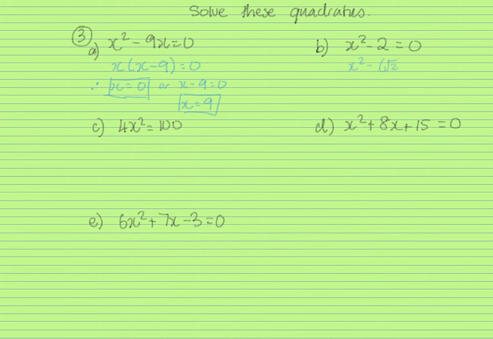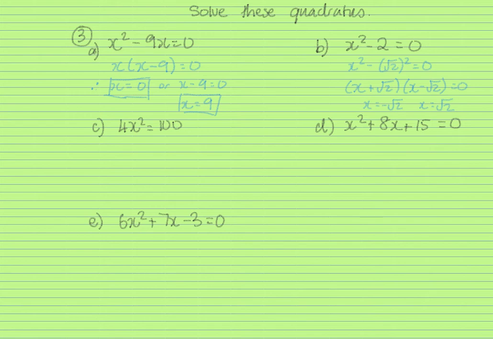The next one, you might recognise a difference of 2 squares, but it's not a square number, so we're going to force it to be one. And so we end up with x plus root 2, x minus root 2 equals 0. And therefore, x is negative root 2 and x is positive root 2, just using that null factor law.